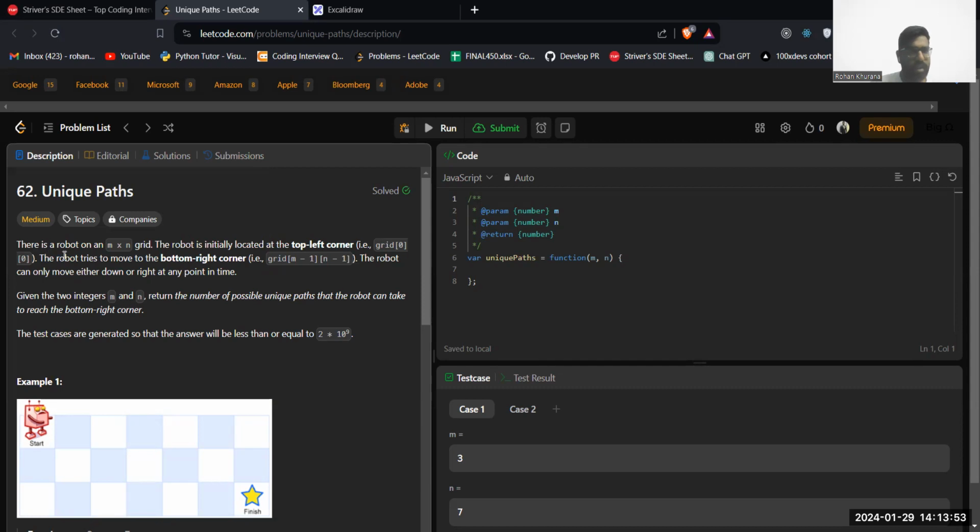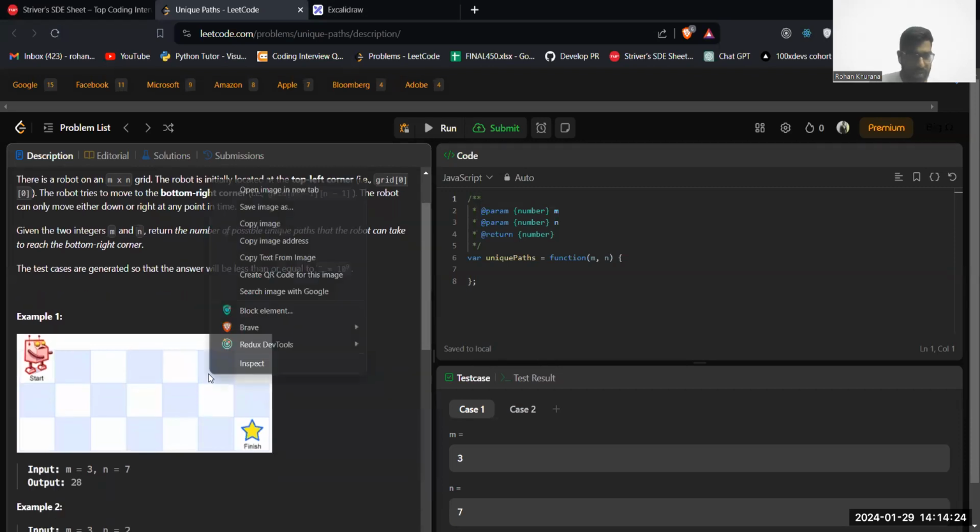There is a robot on an M into N grid. The robot is initially located at the top left corner, that is grid 0,0. The robot tries to move to the bottom right corner, that is M minus 1, N minus 1. The robot can only move either down or right at any point in time. Given the two integers M and N, return the number of possible unique paths that the robot can take to reach the bottom right corner.